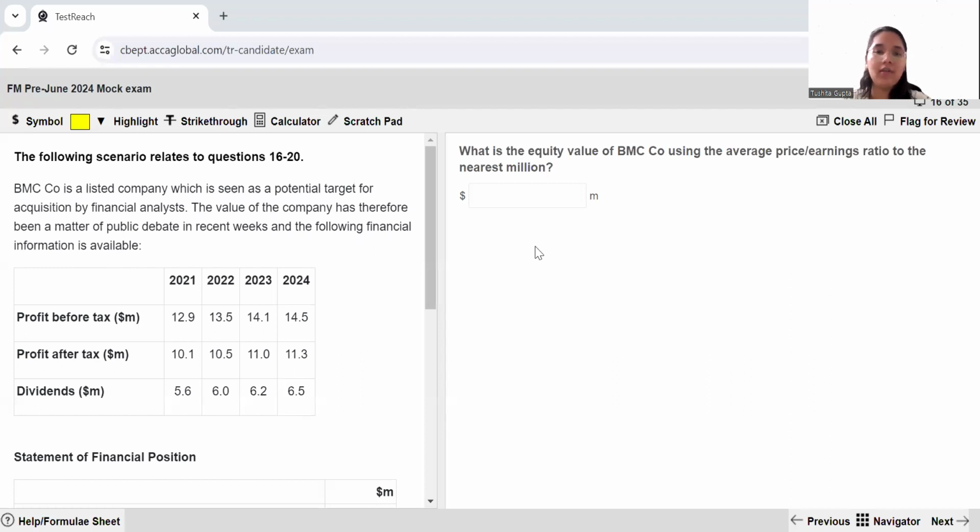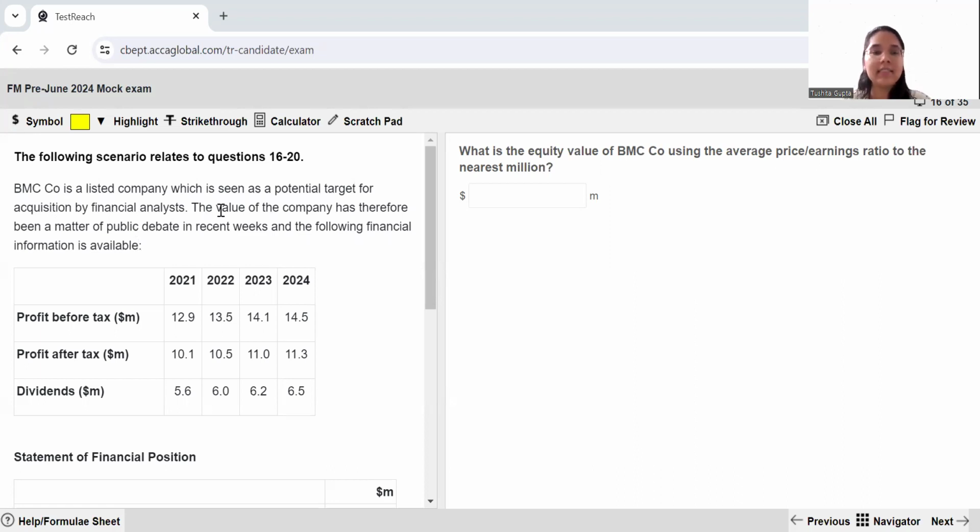With the very first question, I'm able to find out that this is a section B question which has been tested from the business valuation area. The first requirement wants me to calculate the equity value of BMC company using the average PE ratio to the nearest $1 million. So let's read the information.